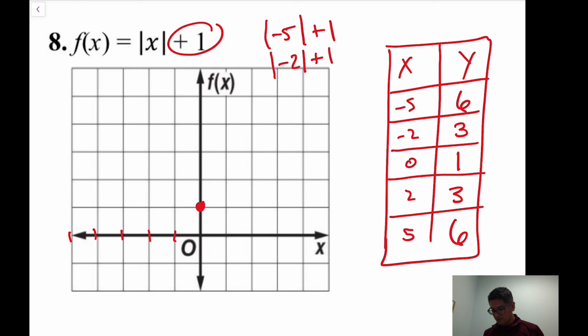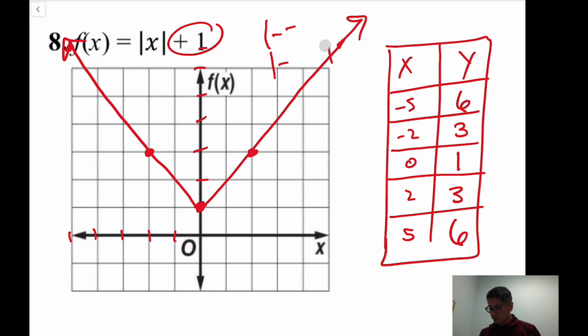So let's graph this. Let's see, how far do we go? We go 1, 2, 3, 4, 5, 6. So 6 and negative 5 will be up here. Negative 2 and positive 3, 1, 2, 3 is right there. And then I can just mirror it, right? So there's my V. There is my V, and I'm going to draw that as an arrow because it continues forever after that point.